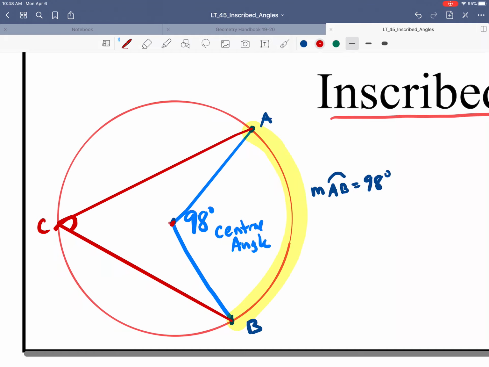Do you think it's 98? The answer to that is, for example, if you were standing right here and you look at an opening AB, it's going to seem wider than if you move back. And you can see here that the distance is going to be twice the distance away from if you were on the circle. So this angle is actually going to be half of what the 98 is. So this is a 49 degree angle. That is what we call an inscribed angle.